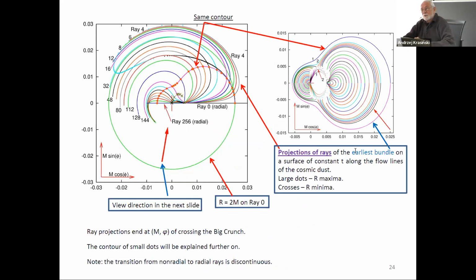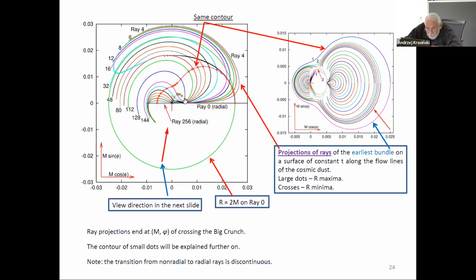Okay, I showed you the locations of the maxima and minima, but I didn't show you the locations of the rays in space-time. So this left figure here is the projection of the light rays on a surface of constant t. As you can see, they behave completely differently than in a Friedman model. This cross here is the location of the emitter. In a Friedman model, in this projection, they would all be straight lines going out of this point.